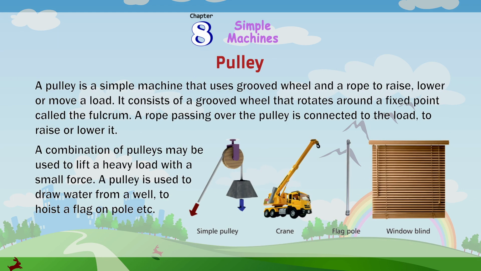Pulley. A pulley is a simple machine that uses a grooved wheel and a rope to raise, lower, or move a load. It consists of a grooved wheel that rotates around a fixed point called the fulcrum. A rope passing over the pulley is connected to the load to raise or lower it. A combination of pulleys may be used to lift a heavy load with a small force. A pulley is used to draw water from a well, to hoist a flag on a pole, etc. Simple pulley, crane, flagpole, window blind.